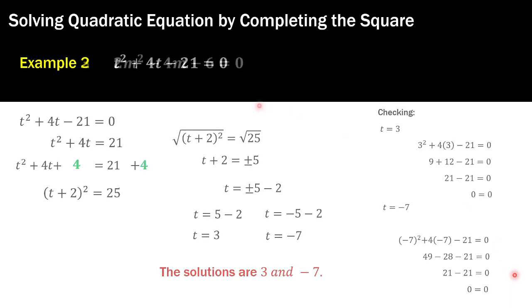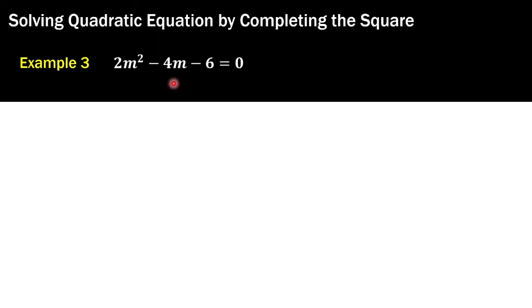For example number 3, the given is 2m squared minus 4m minus 6 is equal to 0. We can simplify this equation by dividing all the terms by 2 because 2 is the common factor. So I would be doing 2m squared divided by 2 is m squared. Negative 4m divided by 2 is negative 2m. Negative 6 divided by 2 is negative 3. 0 divided by 2 is 0. Transposing negative 3 to the right side of the equation, we can have m squared minus 2m is equal to 3.